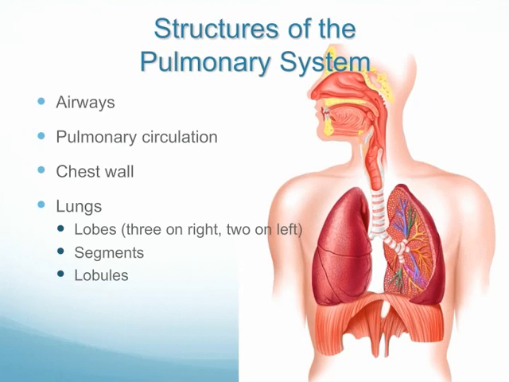Next, we have our pulmonary circulation. Now, we're going to talk about this in a little bit more depth later on, the difference between the pulmonary and the bronchial circulation that's occurring in the lungs. The pulmonary circulation is going to the lung to become oxygenated. Next, we have our chest wall, protecting the whole thing and providing that elastic recoil that's going to help to open the lung.